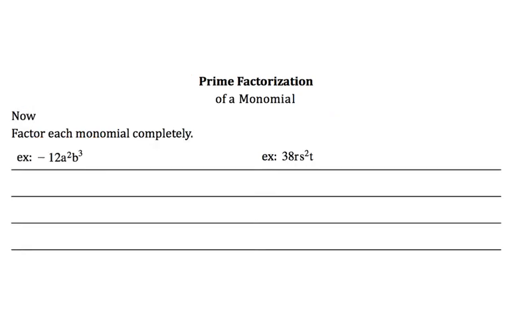But this is what they're going to look like now, and you're going to factor these monomials completely. And since this is a little bit new, now is the point in the video where I might slow down a bit. Now here's how I'm going to do these. I have negative 12a squared times b cubed. So I'll just deal with the value of 12 over here. I'll turn that into 3 times 4, and then 2 times 2.